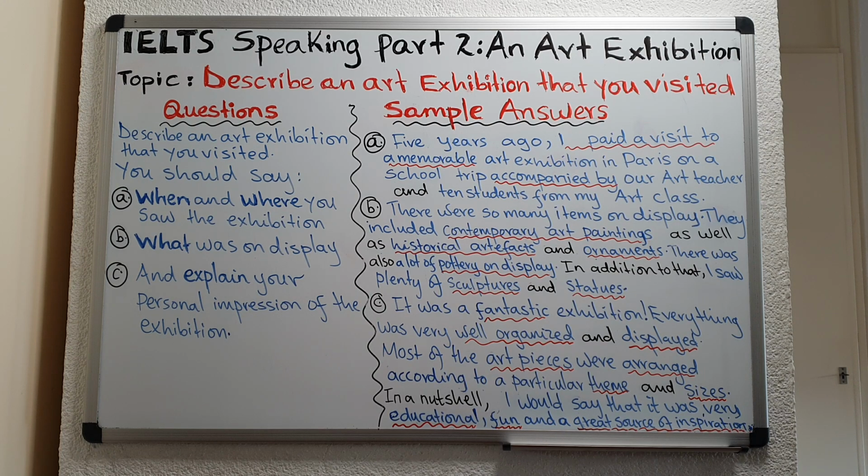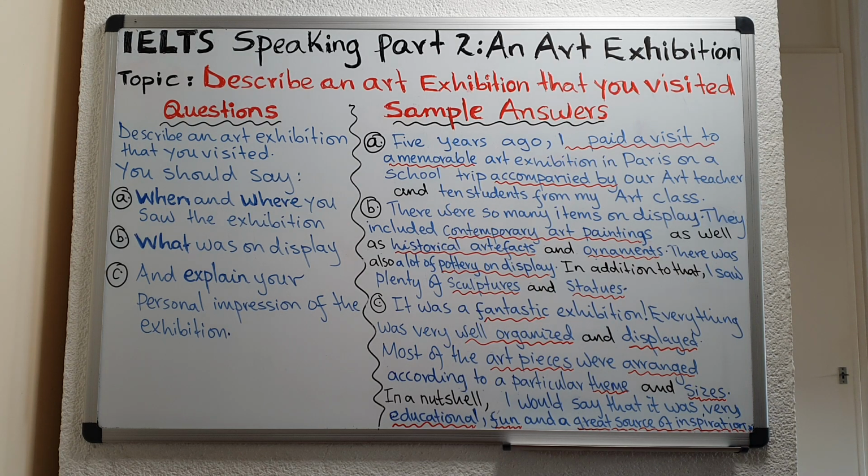So in that answer, I have described all the things that were on display. There were so many items. They included contemporary art paintings. Contemporary means modern. Historical artifacts and ornaments. There was also a lot of pottery on display. In addition to that, I saw plenty of sculptures and statues.